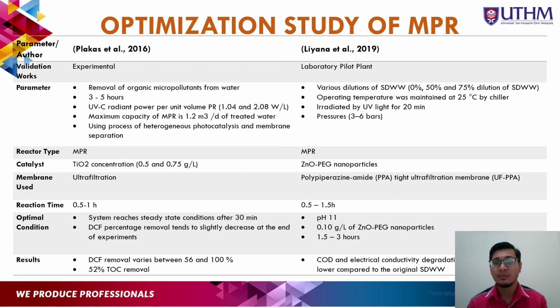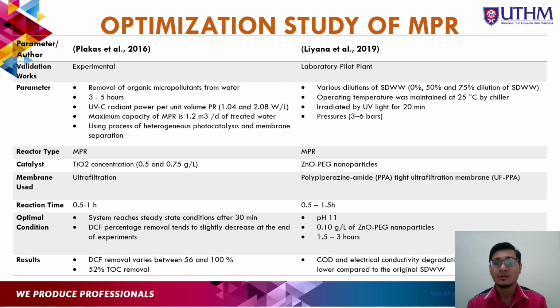It was also irradiated by UV light for 20 minutes. The pressure parameter from the second researcher was 3 to 6 bars. Both researchers or both authors use MPR, which is a mobile photocatalytic reactor. The first author used titanium oxide with a concentration of 0.5 and 0.75 gram per liter.